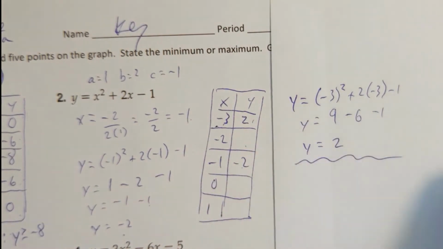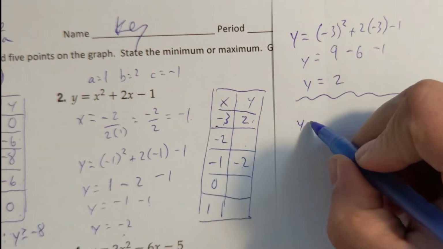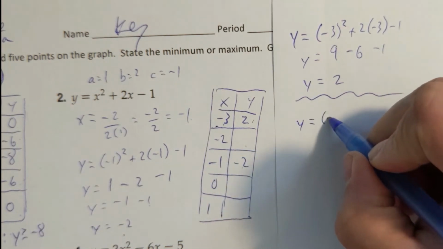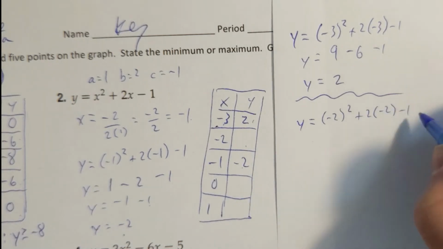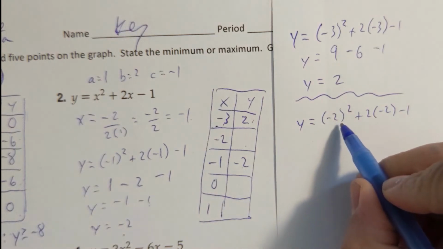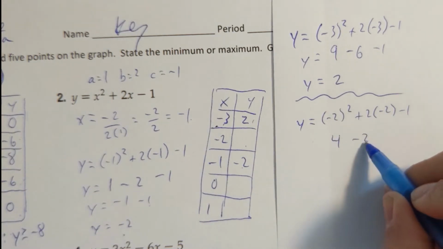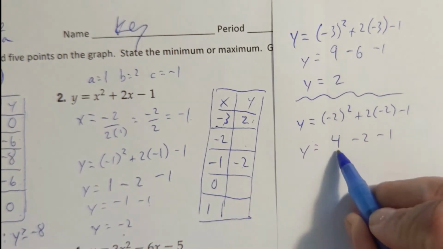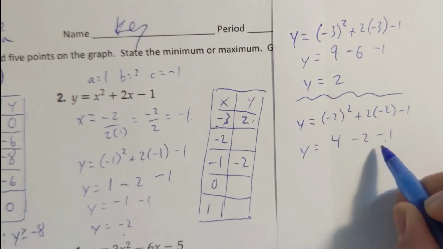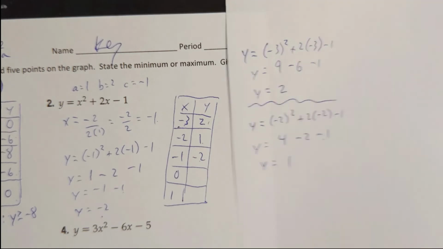Then we do the next one. So now we're going to use -2 in there. We're going to substitute the x's with -2. -2 squared is going to be +4. 2 times -2 is the -2 that I have here. And then 4 minus 2 is 2. And then 2 minus 1, we're at 1.